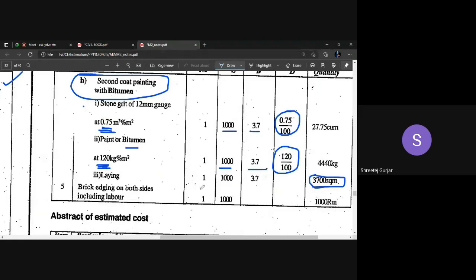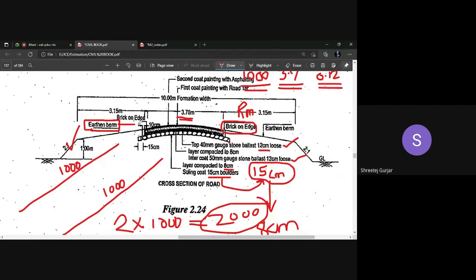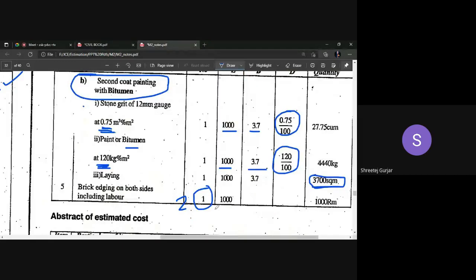But here they have made a mistake. They have taken 1. You have to take 2 because you have brick on both the edges, on one side, also on the other side. So it will be equal to 2000.